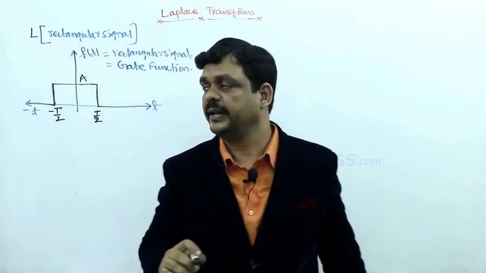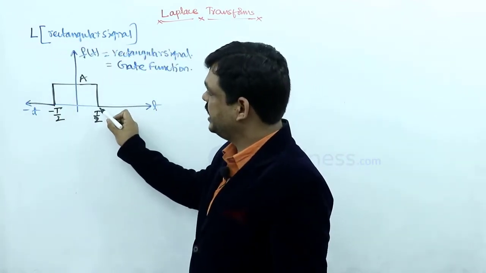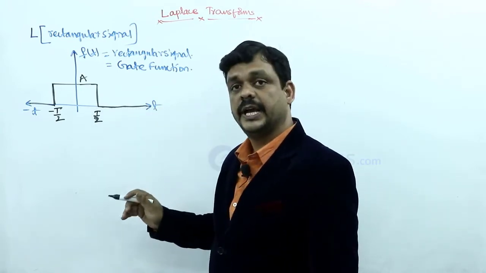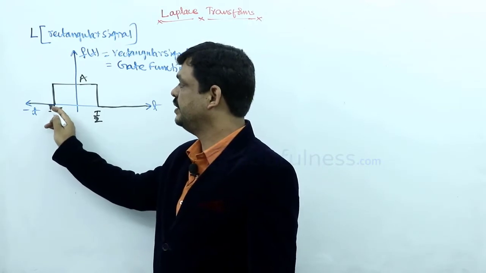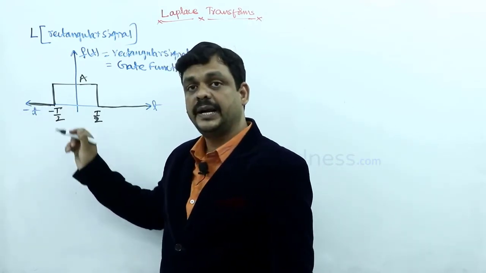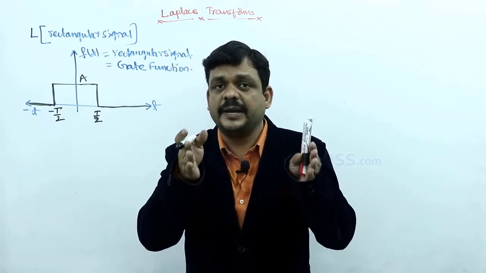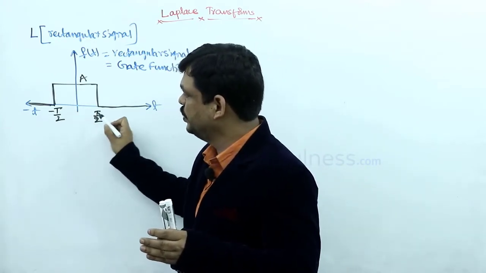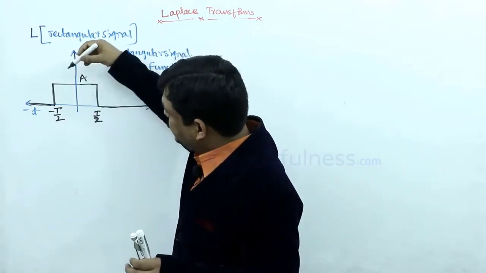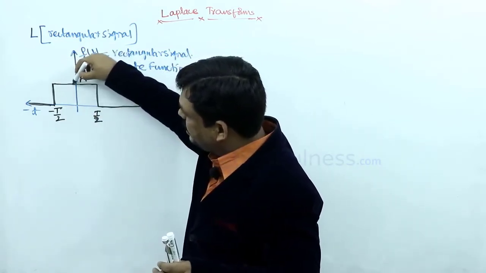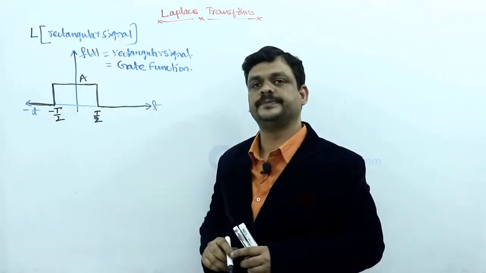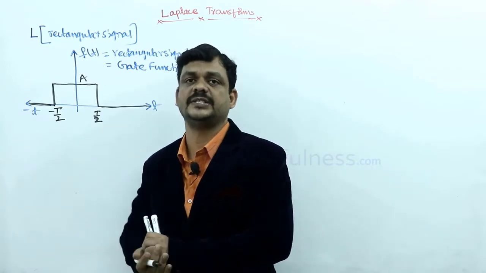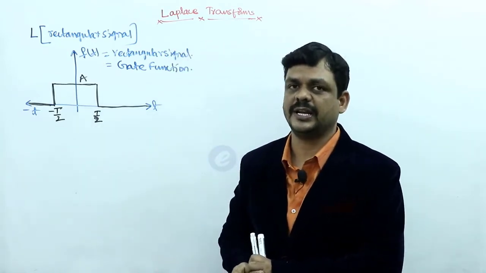Just observe the given signal. If the time is greater than T by 2, the function is 0. If the time is less than minus T by 2, the function is 0. But the signal is defined in a particular time period. The time limits are from minus T by 2 to plus T by 2. Within this time period, how much amplitude is there? Constant amplitude. That amplitude is here A, right? So within these limits, there is constant amplitude. So this type of signal is called a rectangular function or rectangular signal.